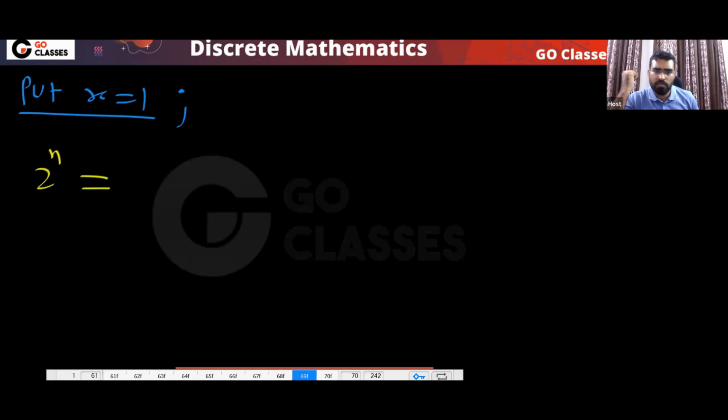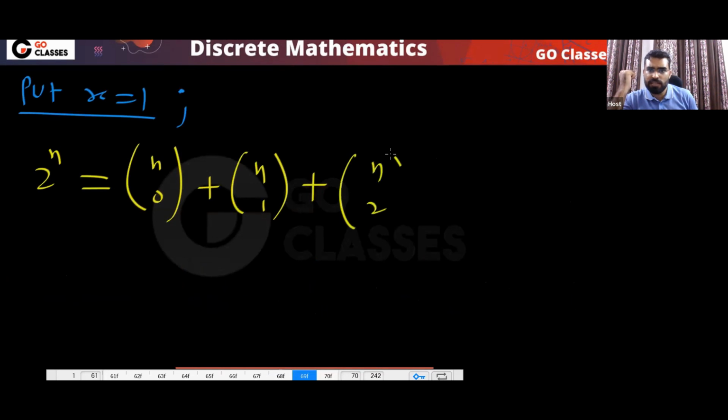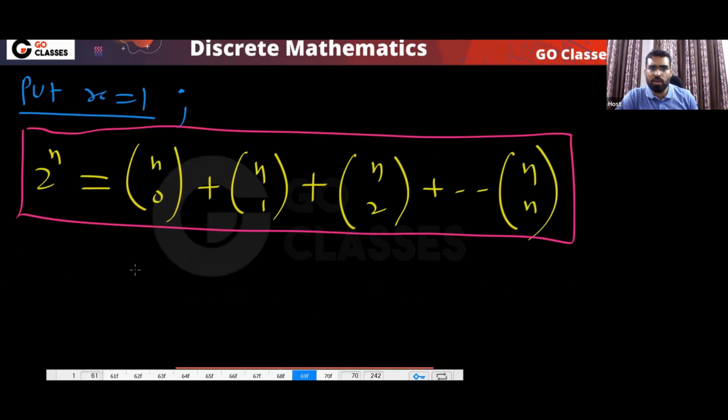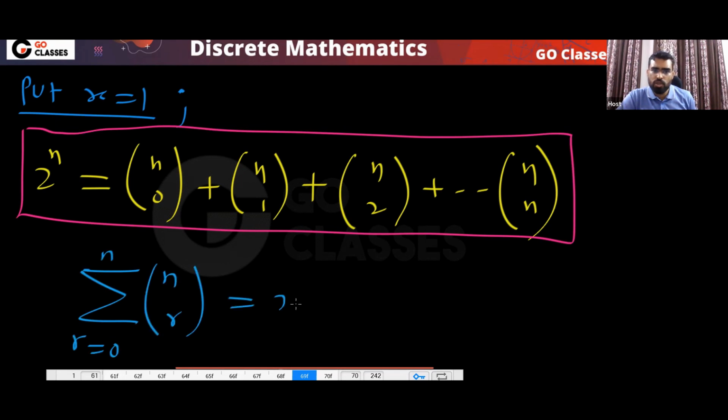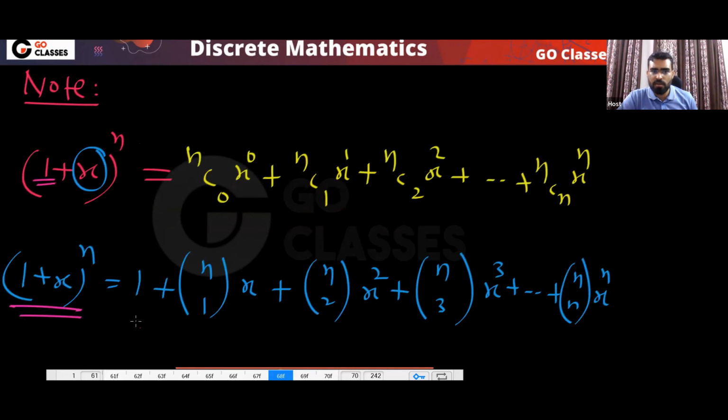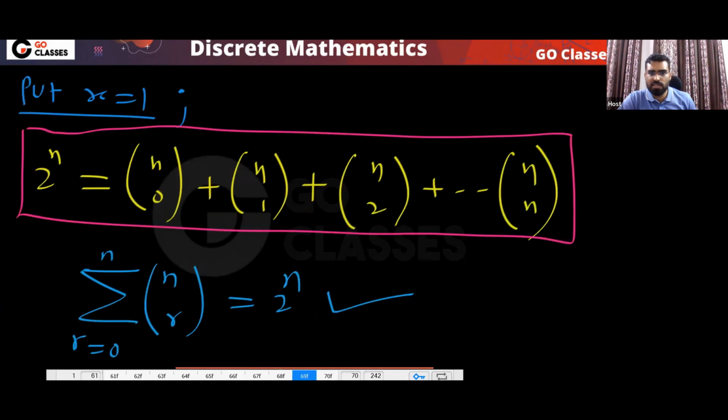You will get 2 power n, and this will become nc0 plus nc1 plus nc2 and so on up to ncn, and this is your summation of binomial coefficients. Yes or no? We have already seen this. This is another way; the same thing you can do in many different ways. So this is your summation of NCR, where r goes from 0 to n. So this will be 2 power n. Just put x equal to 1.